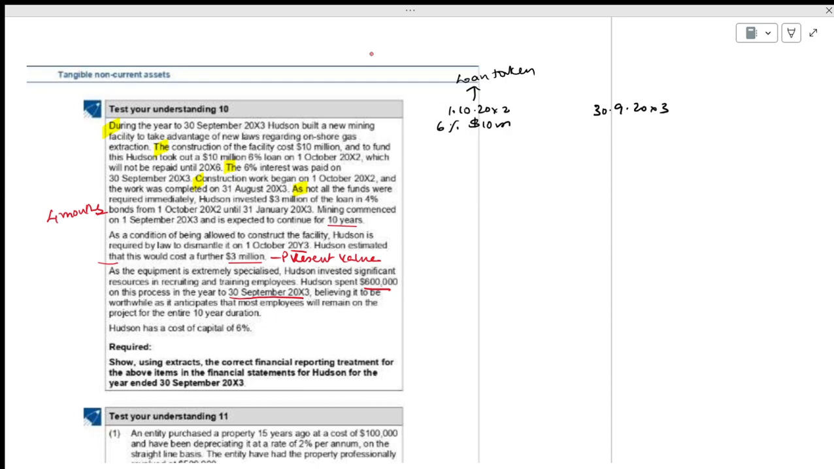We have to take recruitment expenses. Yes or no? No, we should not take. Okay, good. Believing it to be worthwhile, it answered that most employees will remain in the project for 10 years. What is the cost of capital? 6%.